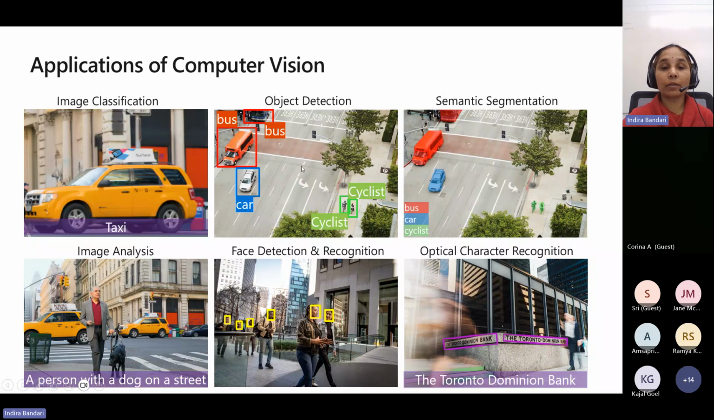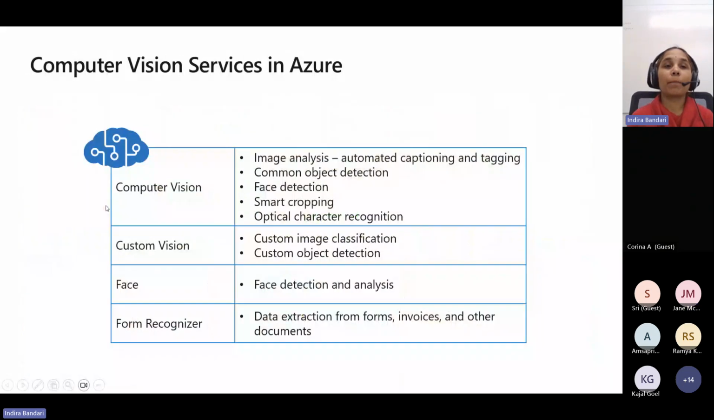So will you remember now? What are the applications? There are six: image classification, image analysis, object detection, face detection and recognition, semantic segmentation, and optical character recognition. Because you might get some questions from this. You will get, not you might, you will get. Okay, let's proceed to the next one.